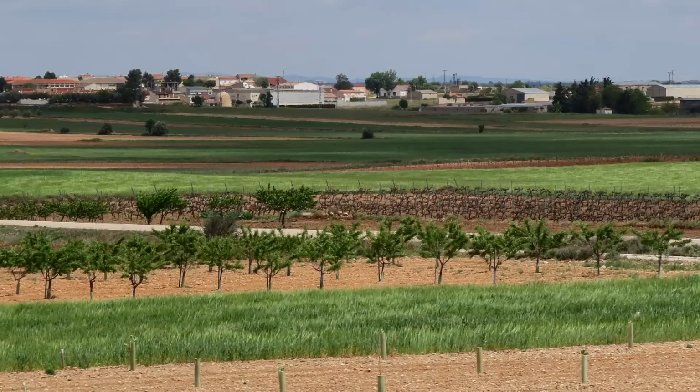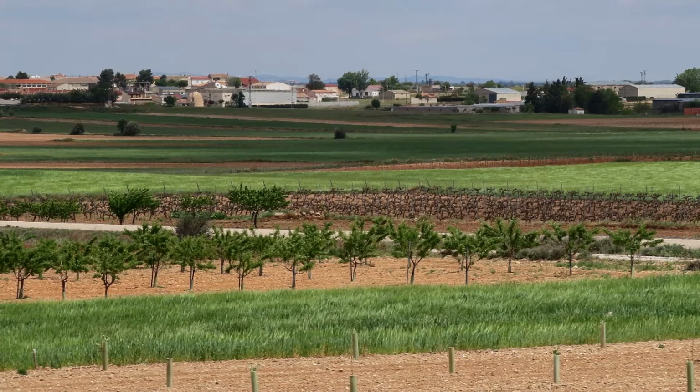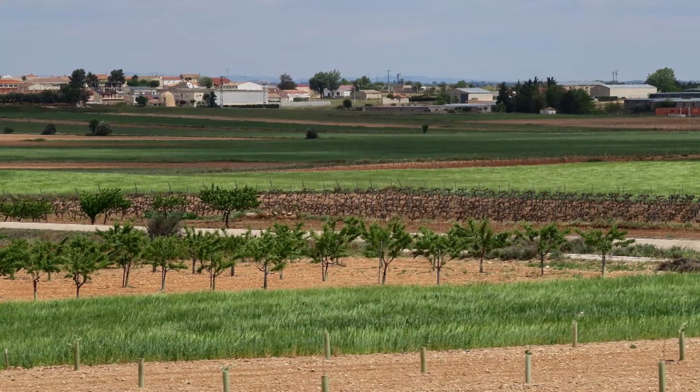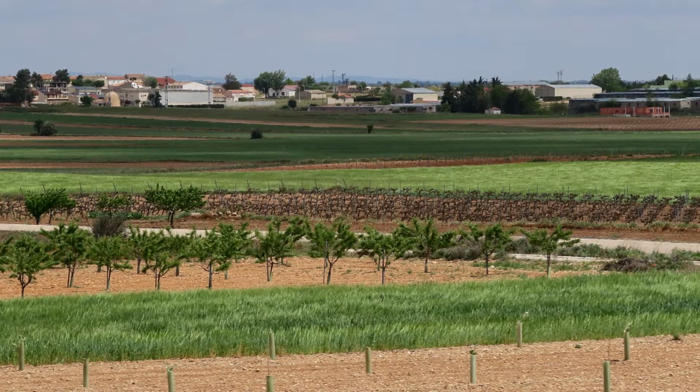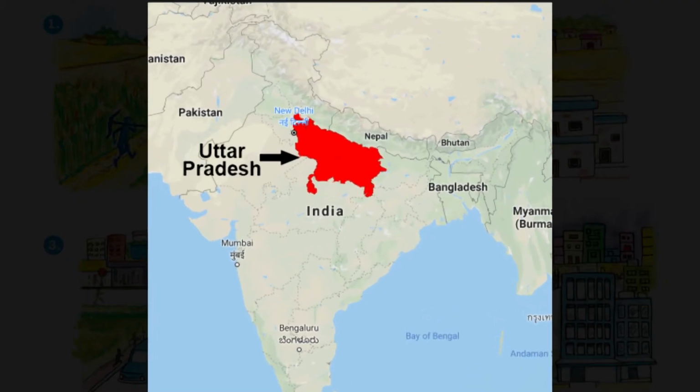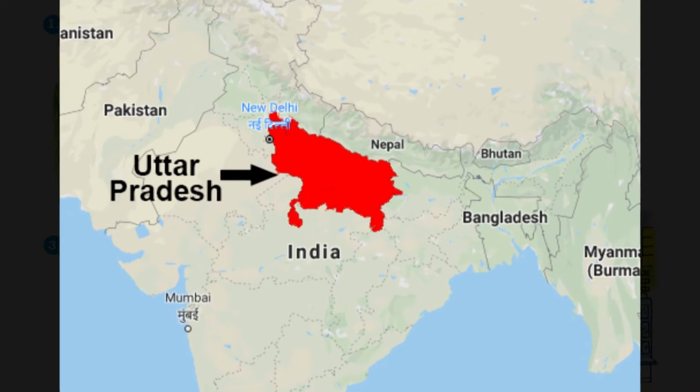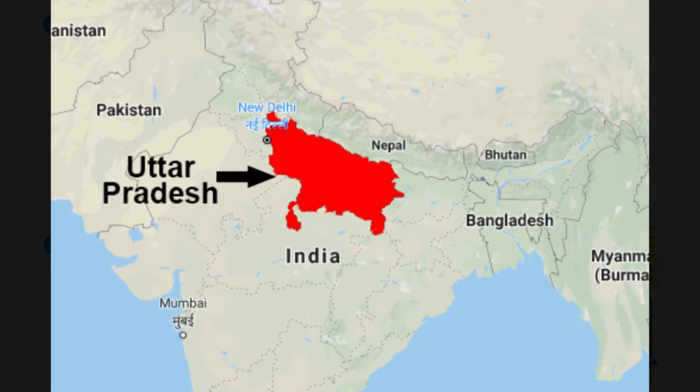So let's move on to another picture. So what can you see in this picture? Ma'am, we can see a large agriculture field and a small village. It is a continuous area. Good observation, Suchita. This plain belongs to the plain area of Uttar Pradesh.